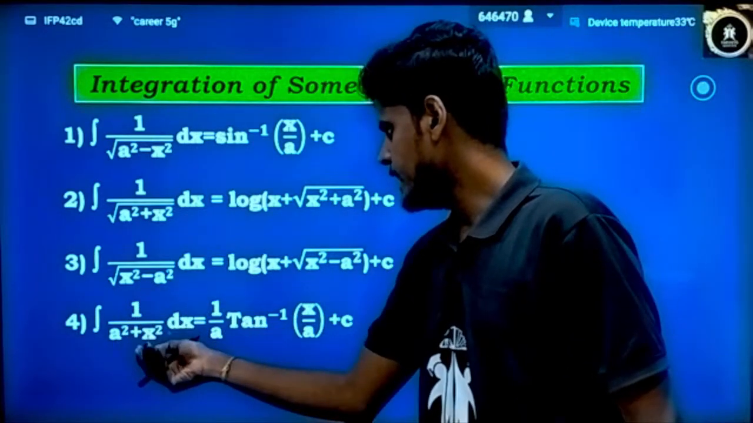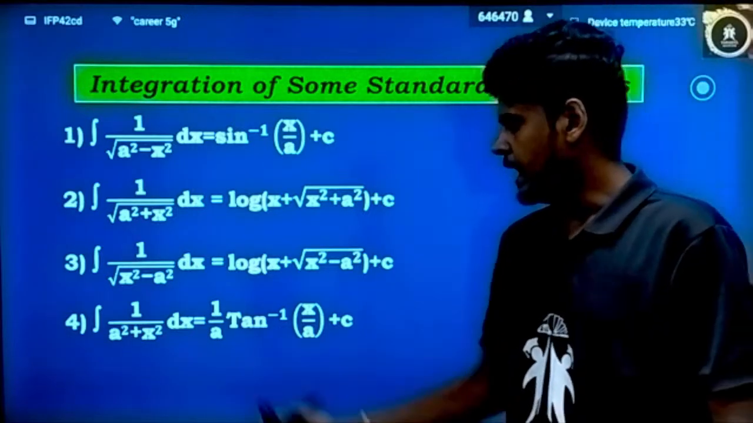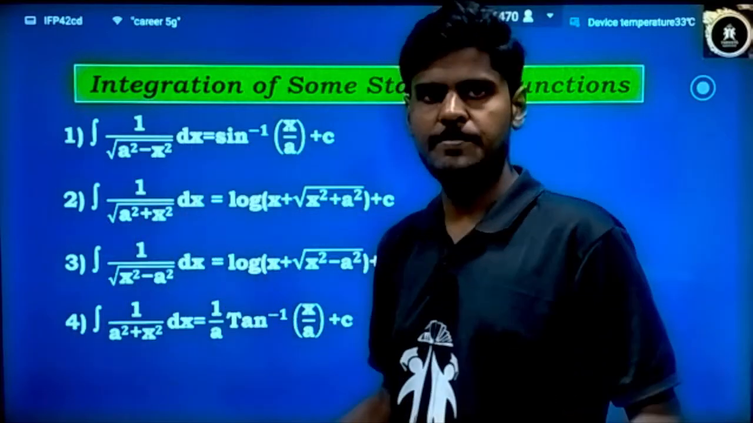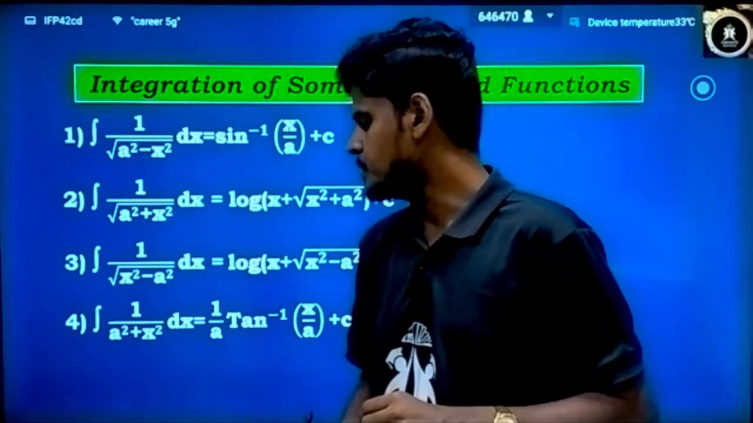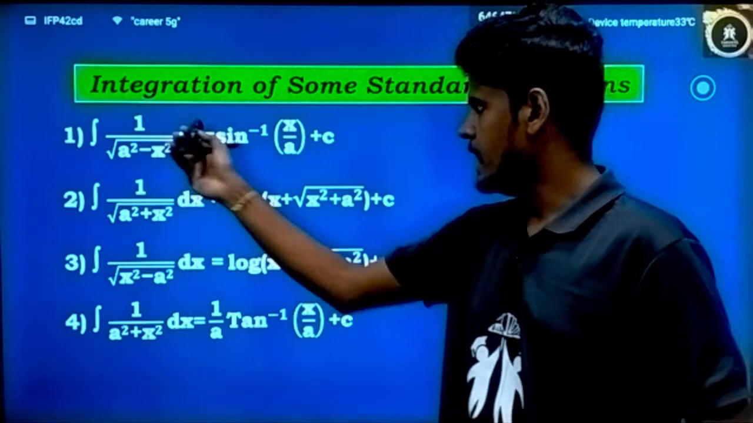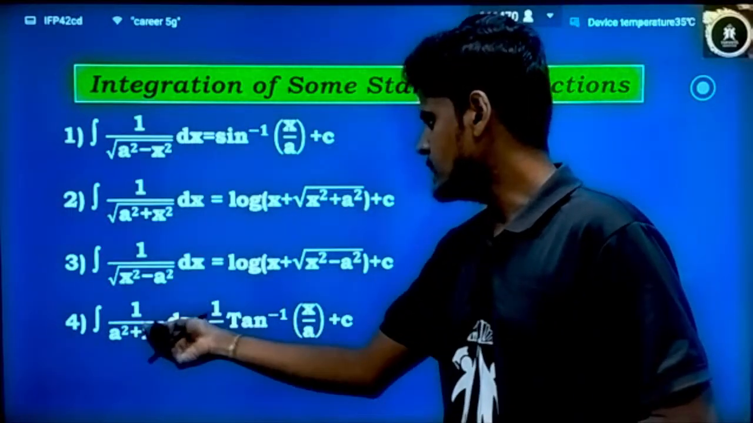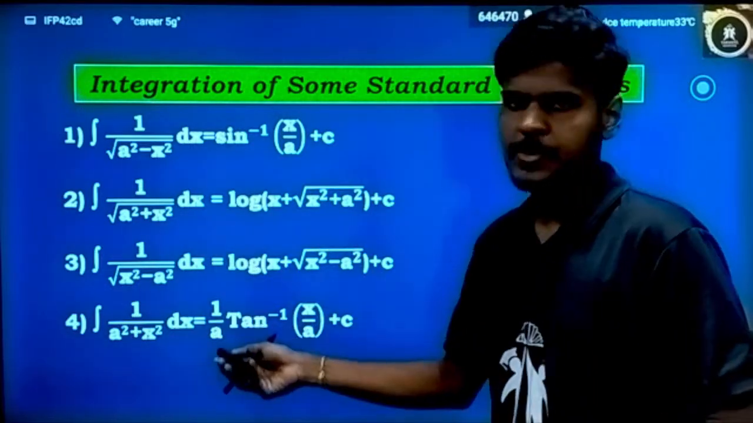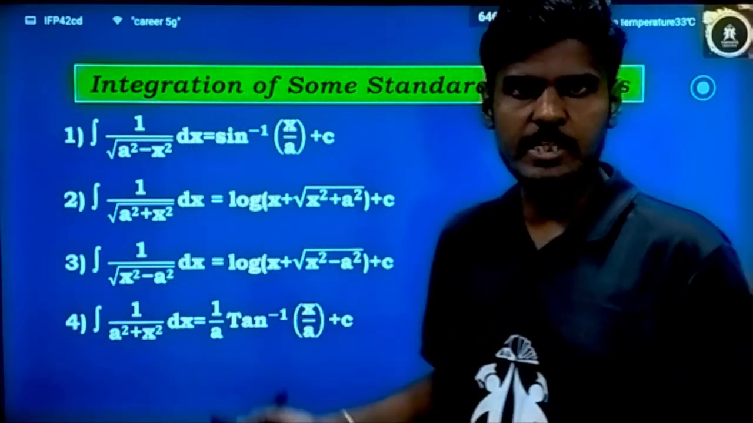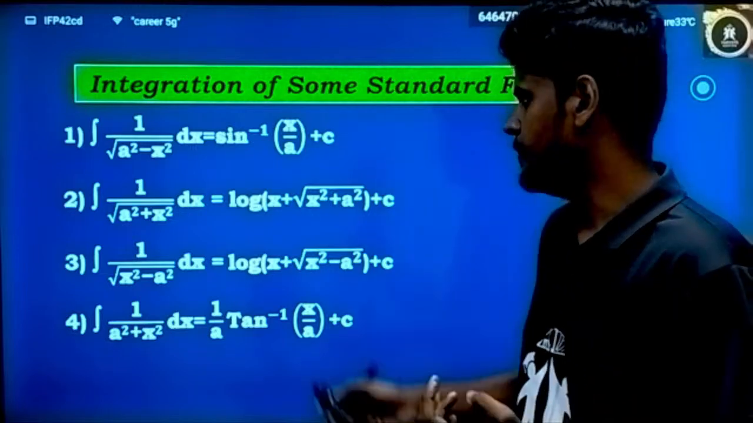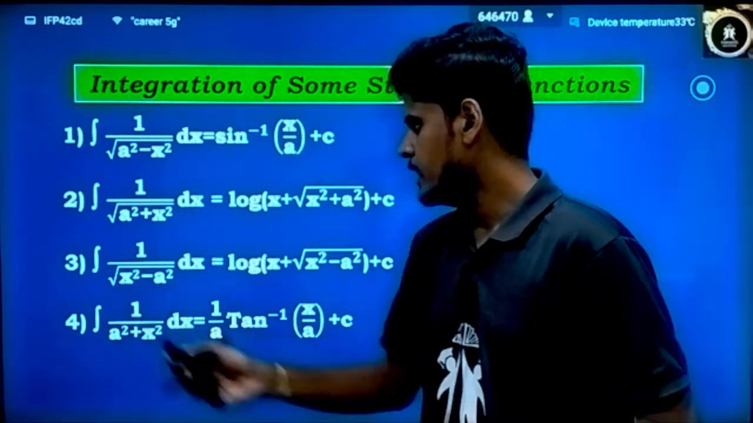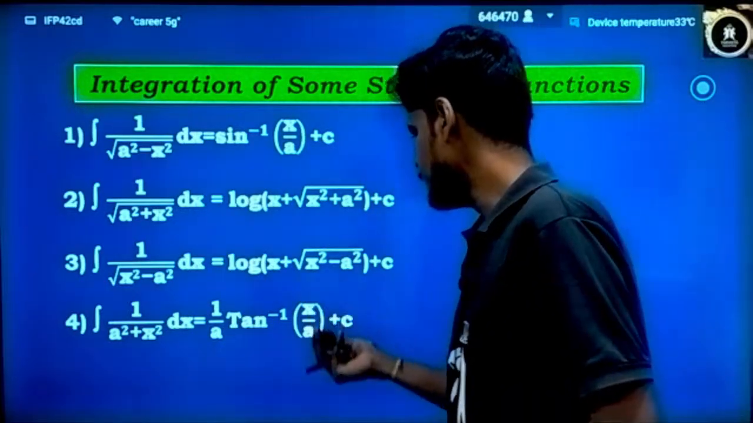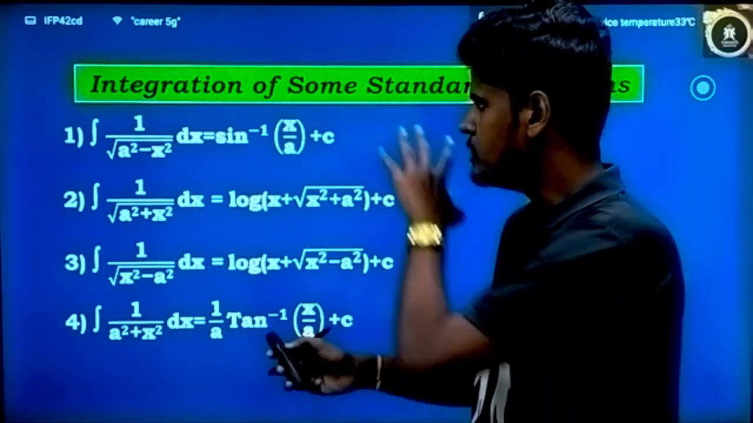fourth formula, dx by a square plus x square. Again we can make the same substitution. Substitute x equal to a tan theta. Whenever we get this term a square plus x square, use the substitution a tan theta. Again we will have the same result. So here answer will be 1 by a tan inverse x by a plus c. You can try these substitutions yourself. It is very easy to solve. You can derive and prove these properties by yourself. So here dx by a square plus x square will be equal to 1 by a tan inverse x by a plus c. Until now we have discussed 4 formulas.